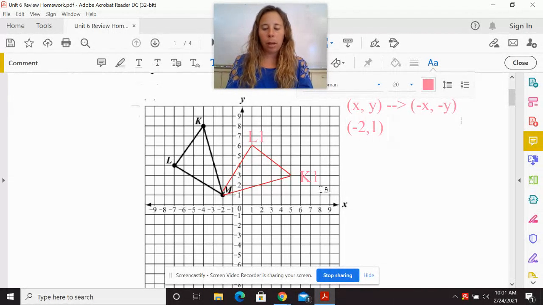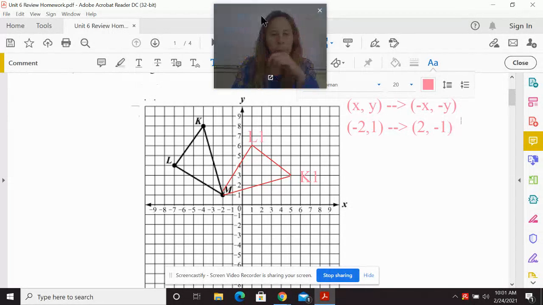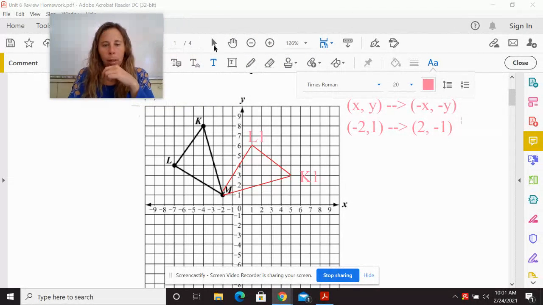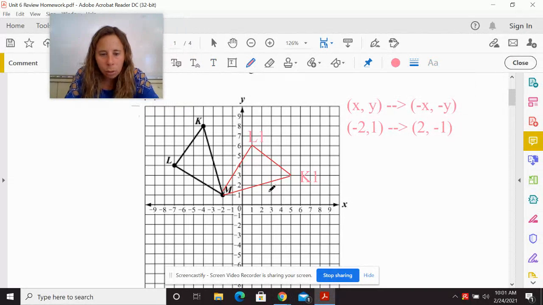Okay, so that becomes -2 becomes the opposite, so it becomes +2, and then -1. So that's your new point M. Let me grab my little pencil out. So it's 2, -1.